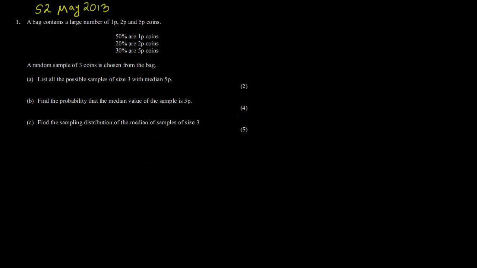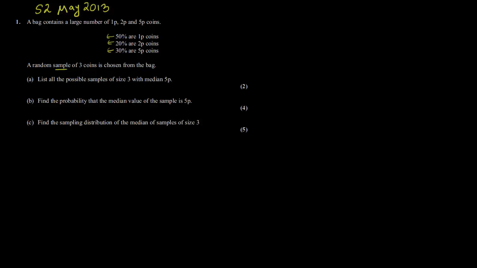The first question: a bag contains a large number of 1 pence, 2 pence, and 5 pence coins. And we have the probabilities. These are the probabilities: 50% for 1 pence, 20% for 2 pence, and 30% for 5 pence. The first question is: a random sample of 3 coins is chosen from the bag. So we have to choose 3 coins.